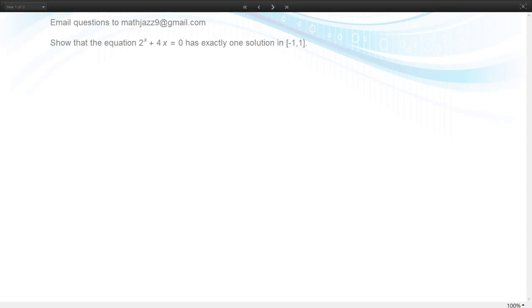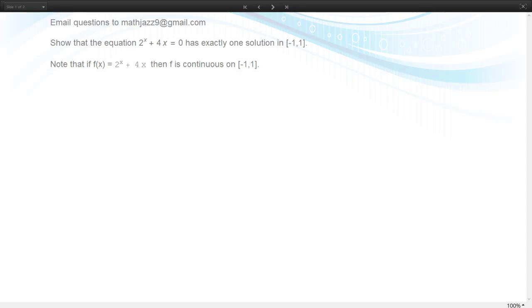So the first thing to do is show that this has a solution at all. And so I'm going to plug in 1 and -1 and see what we get. Oh, I guess for the first thing we have to do is note that if we let f of x equal 2 to the x plus 4x, then f is continuous on the interval -1 to 1.